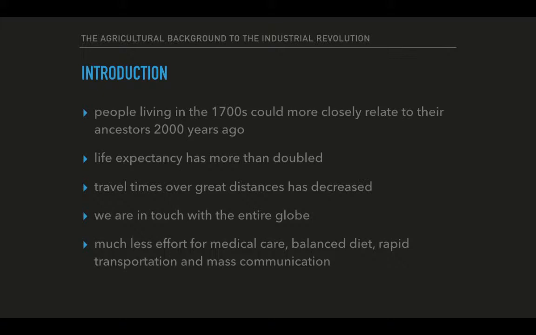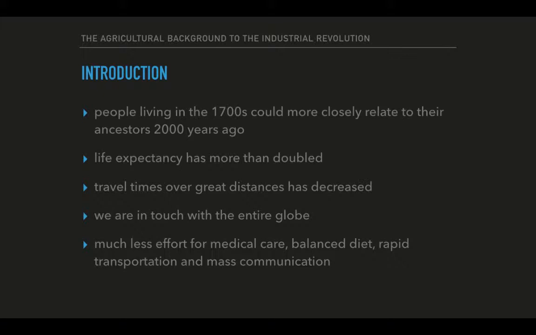Now, our life expectancy is more than double that of our ancestors. We travel thousands of miles much more easily, quickly, and comfortably than they could travel 20 or 30 miles. And we are in much closer touch with events on the other side of the globe than they were with events in the next village. And the price we pay for our medical care, balanced diet, rapid transportation, and even mass communications involves much less effort than that they spent for their more primitive comforts and necessities.